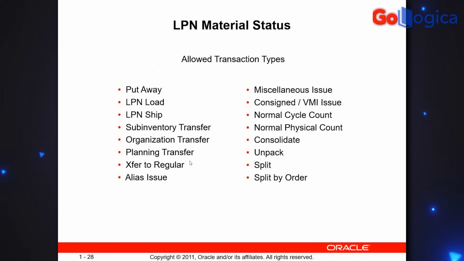The LPN's material status. Okay, so there are some transaction types that can be allowed on the LPN. The LPN can be put away or load, ship, subinventory transfer. Organization transfer, planning transfer, alias issue, transfer to regular, all these things are the allowed transaction types, and you can perform them on your LPN. You can split an LPN, you can pack, unpack, all these things can be done. So this is also one of the setups.